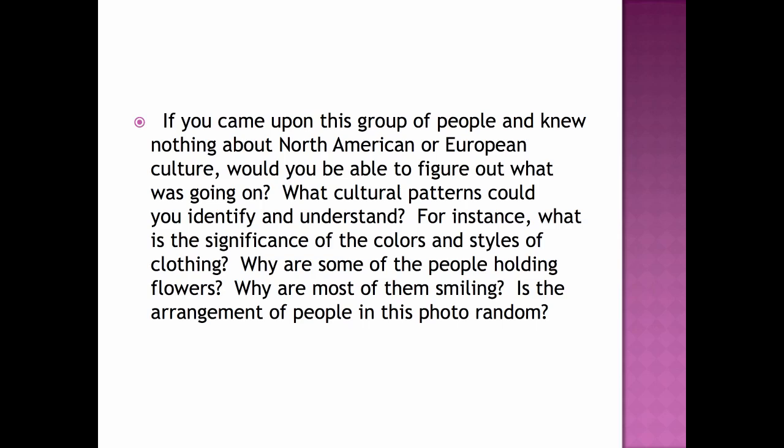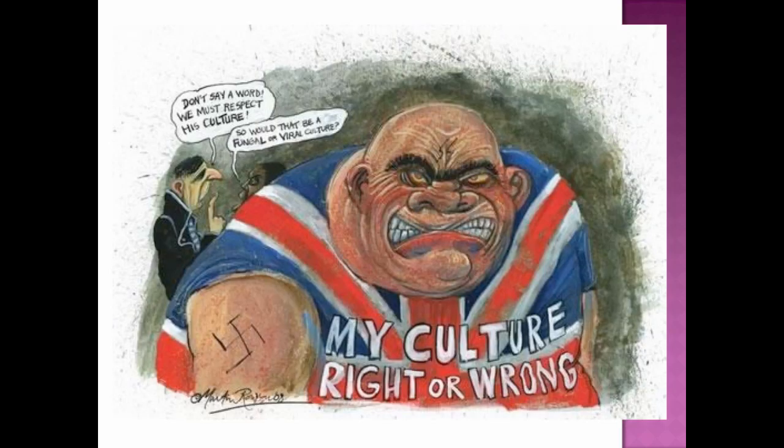Here we go. The other photo related to stereotypes is this one. It seems that it's probably quite different from the previous one, and let's say even quite aggressive. This is related to what we perceive to see sometimes in people as something very aggressive, very unusual, and so on. If you look carefully at the comment in the background, it says, "Don't say a word, we must respect his culture." And if you look at the person he is speaking to, it would say, "So would that be fungal or viral culture?" Meaning the person who seems to be African American or so is pretty frustrated about this particular culture.